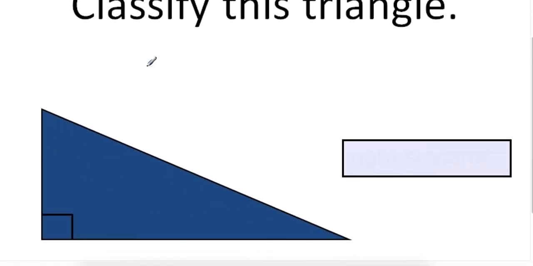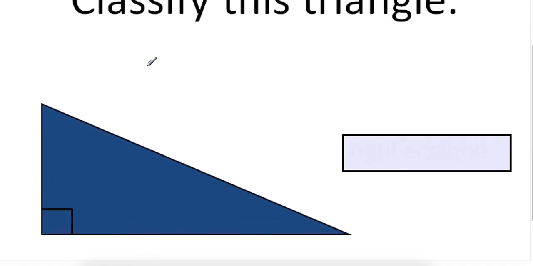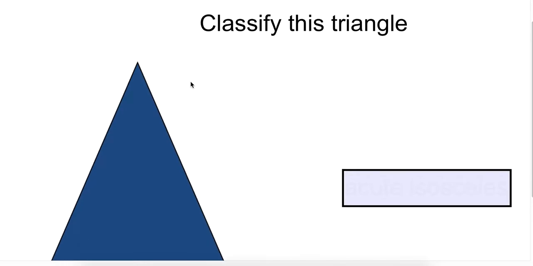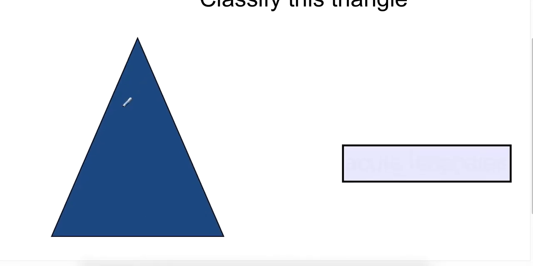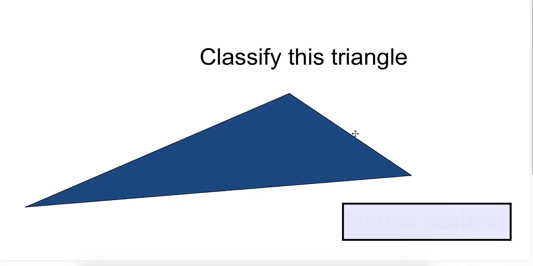So when you classify a triangle, you're looking for two things: its angles and then its sides. So in this case, because this has the box, it's a right triangle. And because all three sides are different, there's no hash marks, it's a right scalene. All right, take a look at this one. It would be an acute, because they're all smaller than 90, isosceles. And last one, obtuse, scalene.